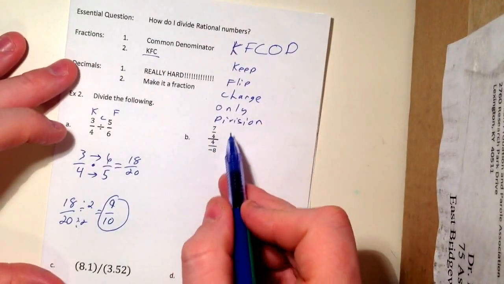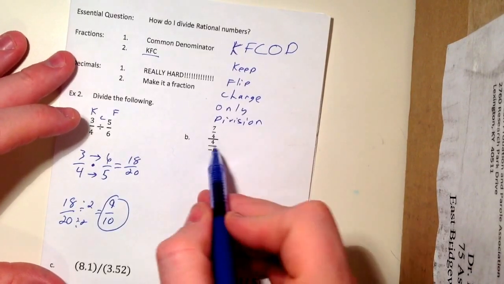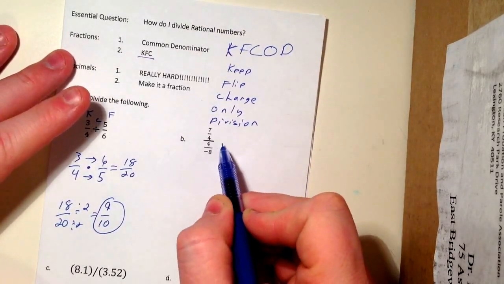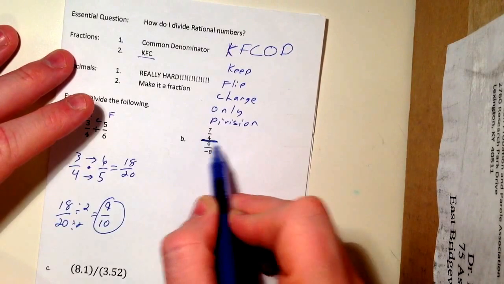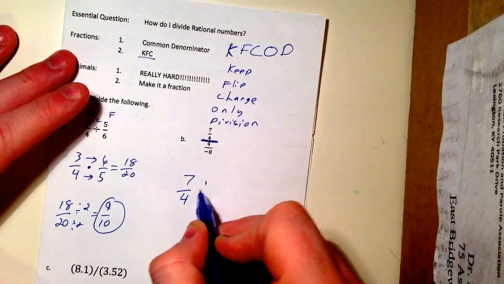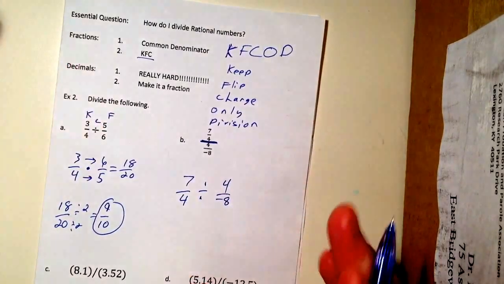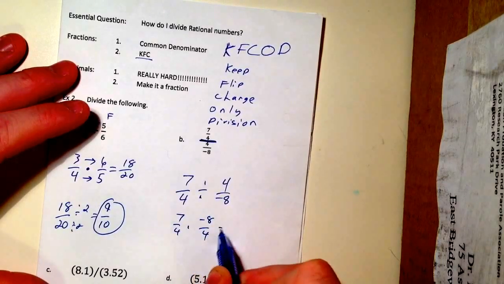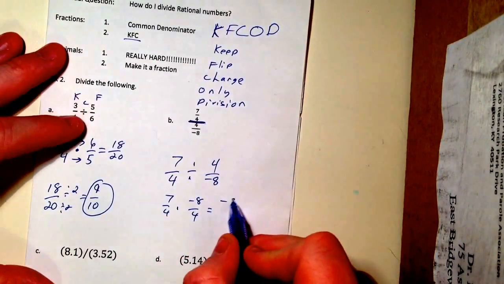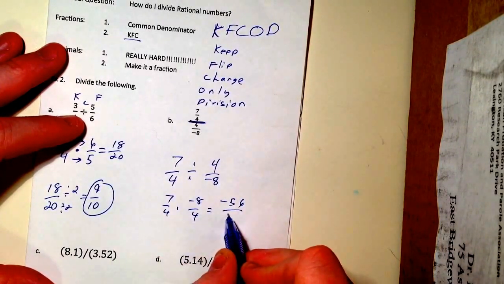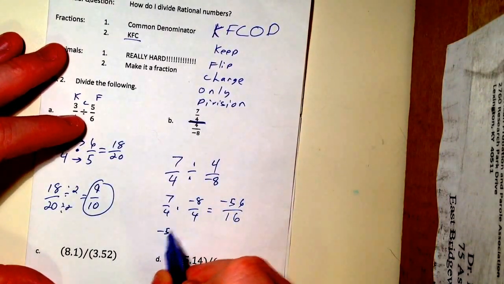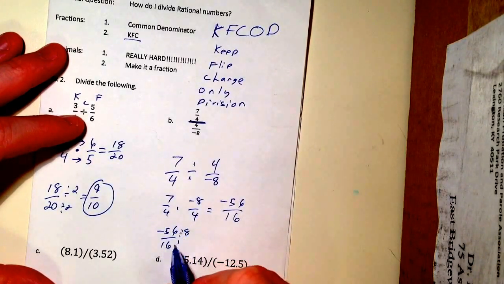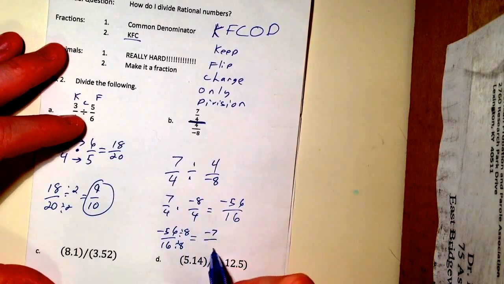Now this one, look at that ugly beast. It looks ugly, but it is 10 times easier than it looks. Remember what a fraction means: fraction means division. So it's just 7 over 4 divided by 4 over negative 8. That simple. 7 over 4 times, flip it, negative 8 over 4. 7 times negative 8 is negative 56, and 4 times 4 is 16. So I reduce negative 56 over 16. I know 8 goes into both of these. If you pick 2, it's fine. So negative 7 over 2.